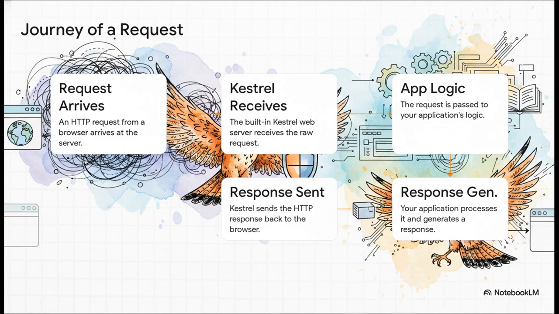In ASP.NET Core, that conversation is super efficient. First, the request from the internet hits a built-in web server called Kestrel. Now, Kestrel is the secret sauce for speed. It's lean, it's mean, and it's cross-platform. It acts as the gatekeeper, grabbing that raw request and handing it off to your application's code. Your code does its thing, figures out what to do, and creates a response. Then it hands that response right back to Kestrel, which zips it across the internet to the user.